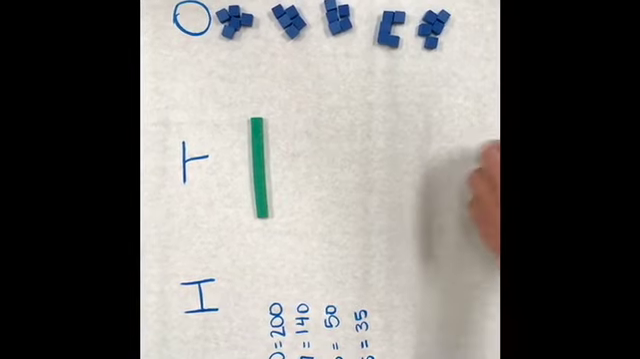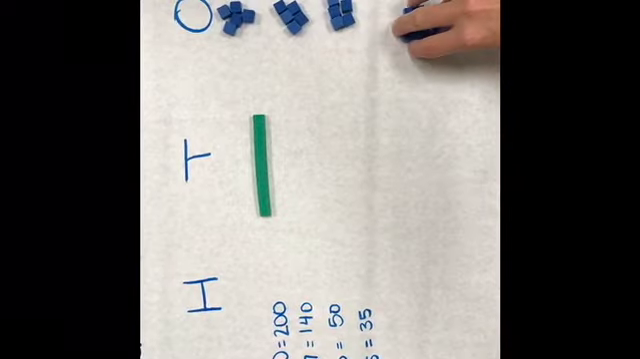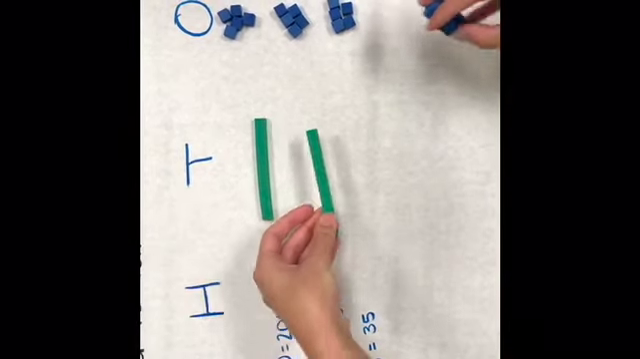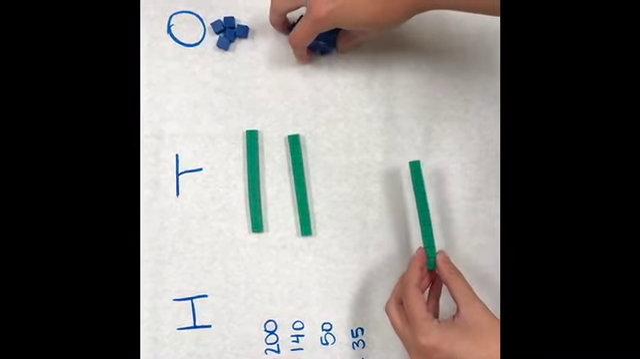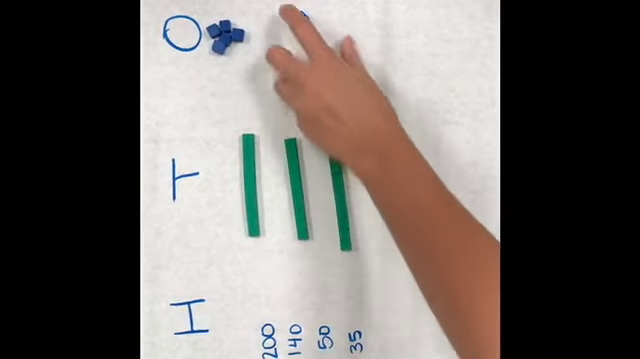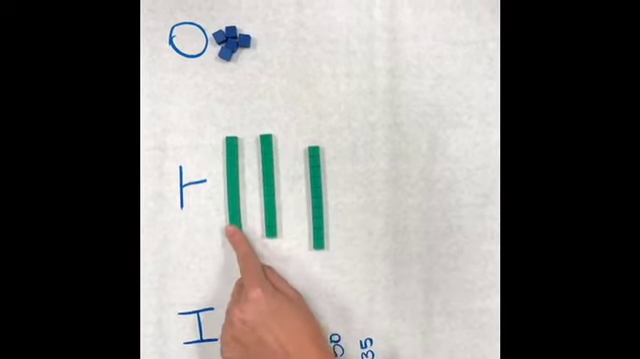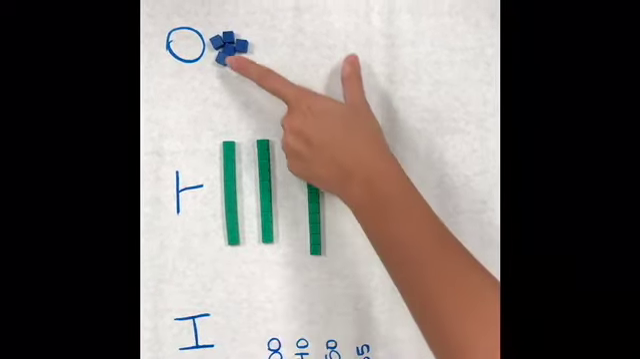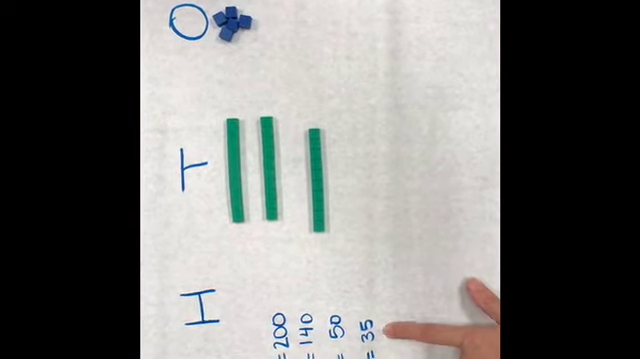To speed up our process, we know 5 and 5 is 10, so we know that 2 groups will equal a long. And here we have another 2 groups that we can regroup into a long. So now we see that we have 10, 20, 30, and 1, 2, 3, 4, 5 to give us our 35.